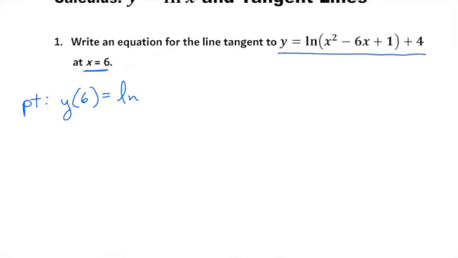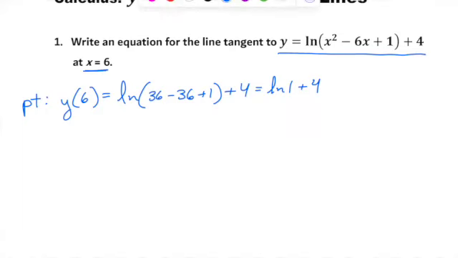That's going to be ln of 6 squared, which is 36, minus 6 times 6, which is 36, plus 1, and then plus 4 after the log. We simplify that and get ln of 1 plus 4. Hopefully everybody's thinking that ln of 1 has a value of 0, because that's saying e to what power gives you 1, and that's the 0 power. So 0 plus 4 equals 4, and our point of tangency is (6, 4).